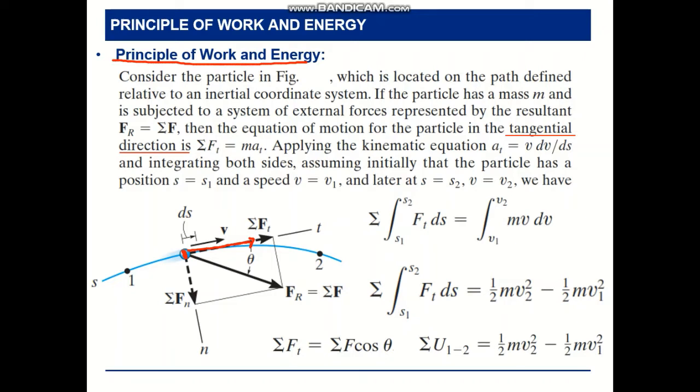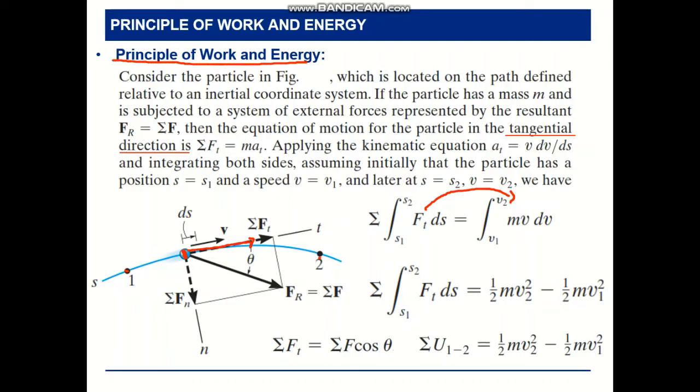So we need to take the total force in the tangential direction multiplied by the path change from point 1 to 2, so it's going to be ds. The energy is the integral of the total tangential force from s1 to s2 ds. This is equal to the integral of m v dv from v1 to v2, velocity 1 to velocity 2: the mass multiplied by the velocity, and then we take the integral with the change of velocity.